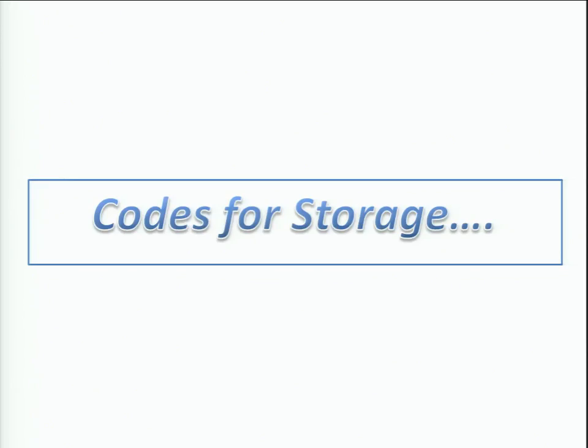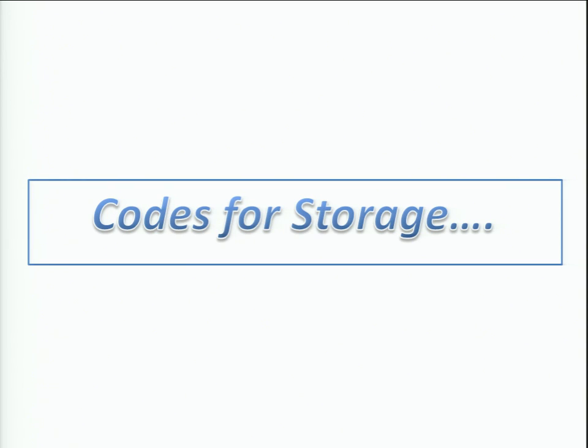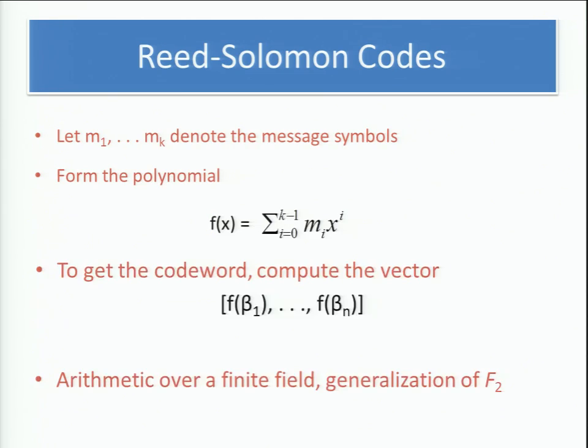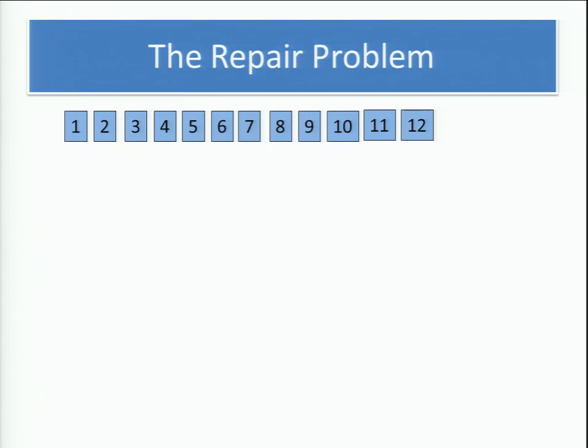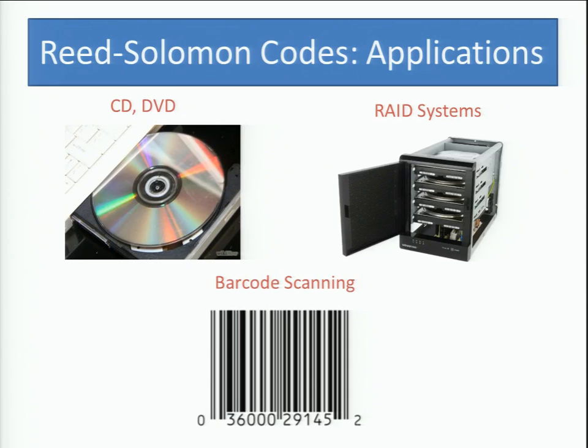I think I am running out of time, so I'll perhaps skip the storage slides. But I'll tell you something very recent. Recently there have been a set of codes called locally repairable codes, which are advancements over what are called Reed-Solomon codes, which are very famous in coding theory. They are defined over large finite fields, but they are very good codes to use in CDs. The Reed-Solomon codes are used in CDs, barcode scanning, and all those things.